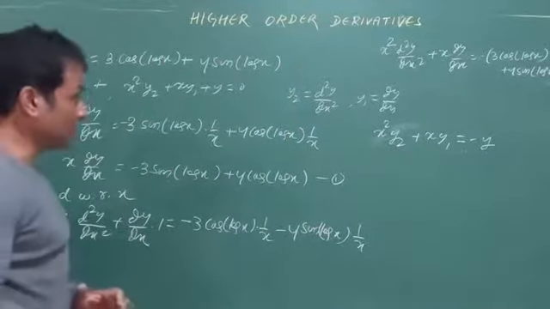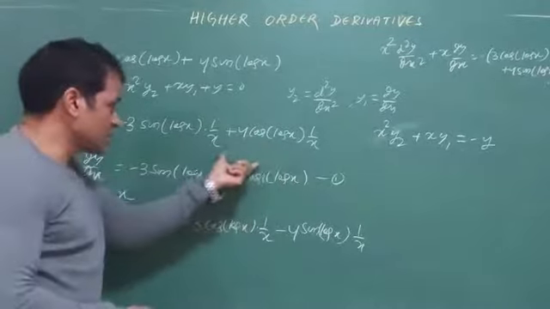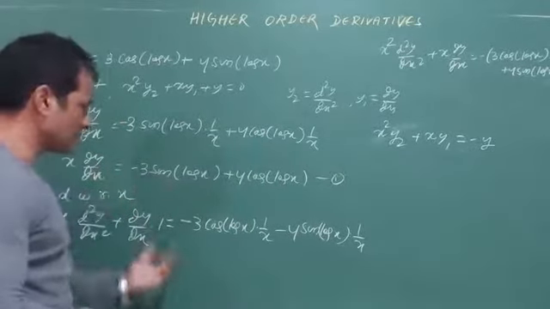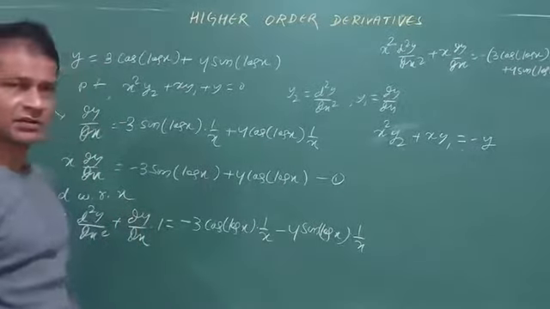Alright, so what we need to remember: if something comes in the denominator, take LCM, cross multiply, go for the derivative, again it came here, cross multiply, okay?